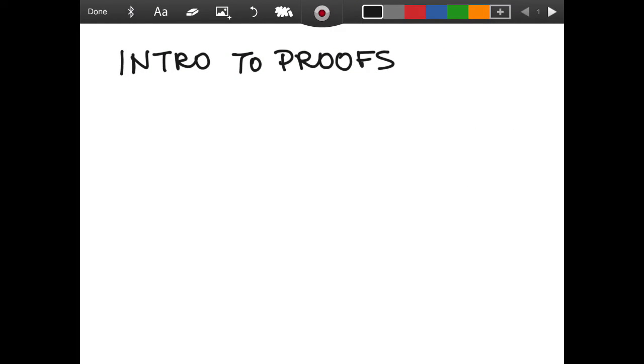So we're going to be talking about the introduction to proofs today. You've probably dealt with proofs before in math. We're just going to try to do this with an UNO proof. You've probably played UNO before. So these are the cards that we're going to deal with.